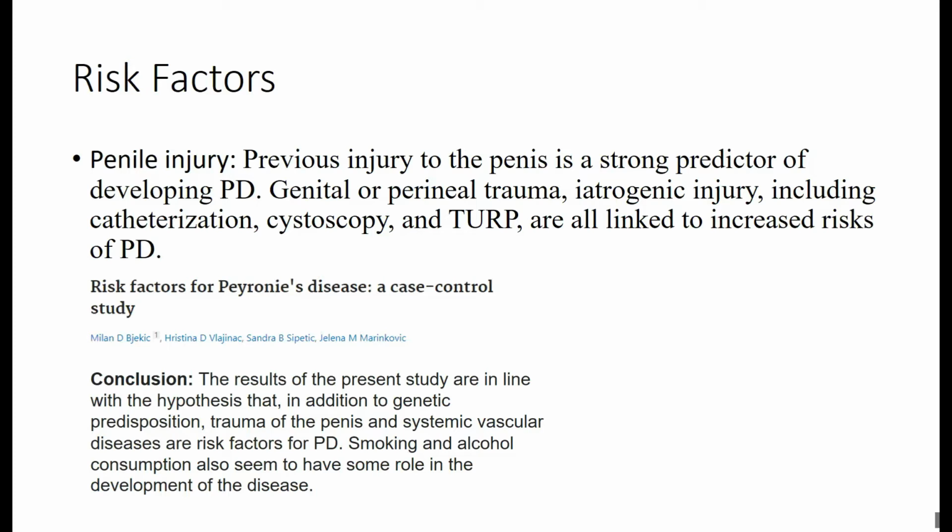Risk factors of Peyronie's disease. Previous injury to the penis is a strong predictor of developing Peyronie's disease. Genital or perineal trauma and iatrogenic injury, including catheterization, cystoscopy, and TURP, are all linked to increased risk of Peyronie's disease.